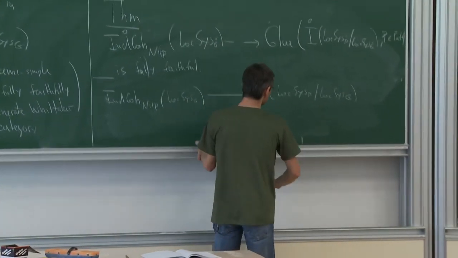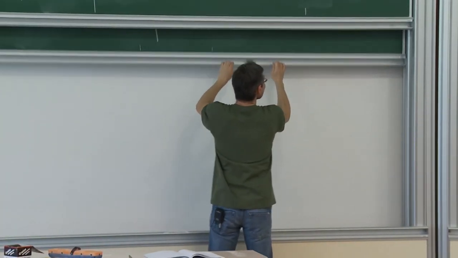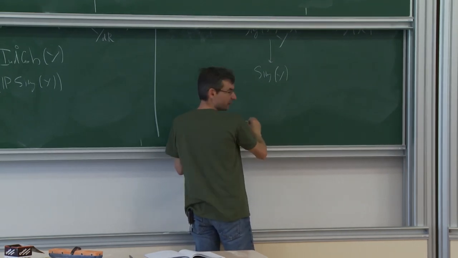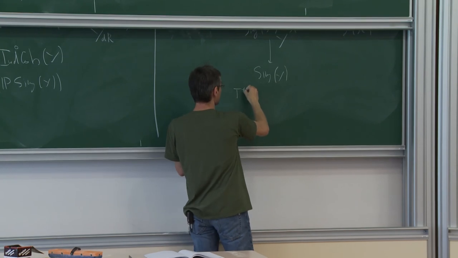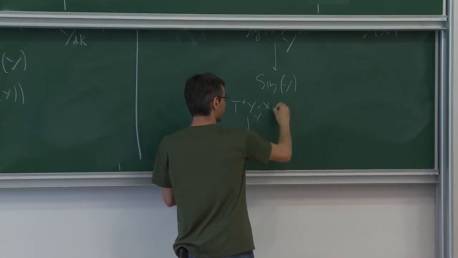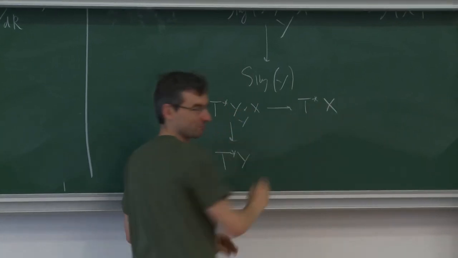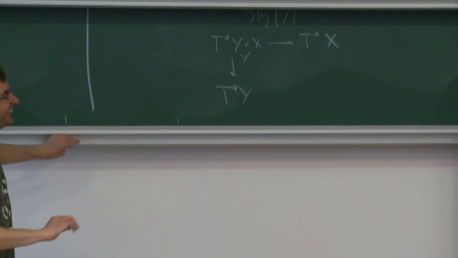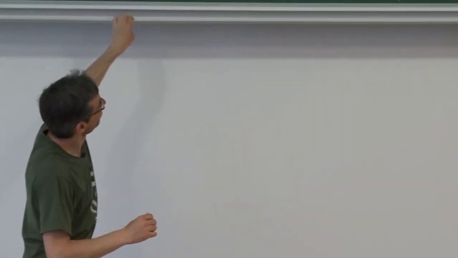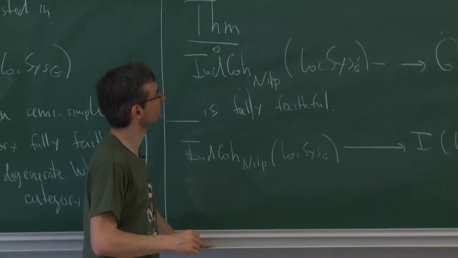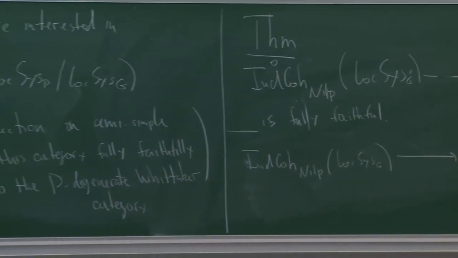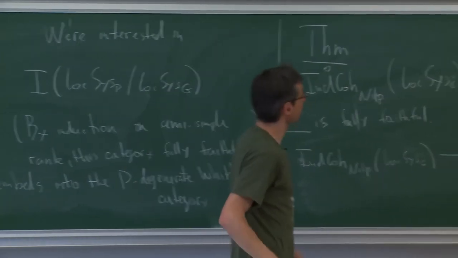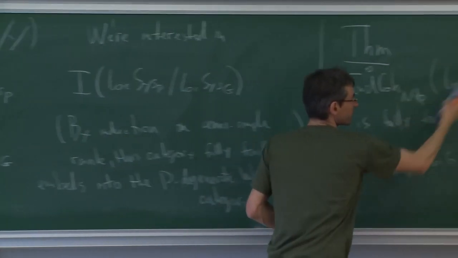In usual differential geometry, we have cotangent of y times cotangent of y over y with x. You have this diagram, which should be familiar. This is just the derived version. Okay, so I want to explain how this kind of thing helps to prove this kind of thing.